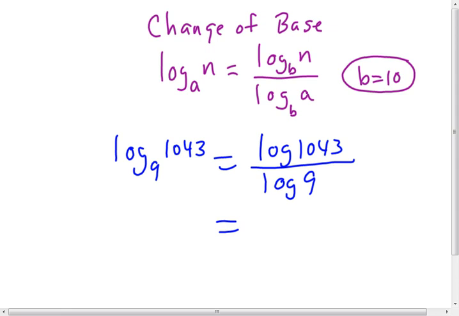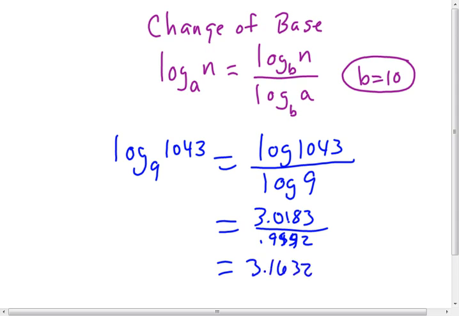For common logarithms, the 10 is assumed, so you don't have to write it. So the log of 1043 is 3.0183. And the log of 9 is 0.9542. And when you divide those, the answer is 3.1632. And there is your answer.